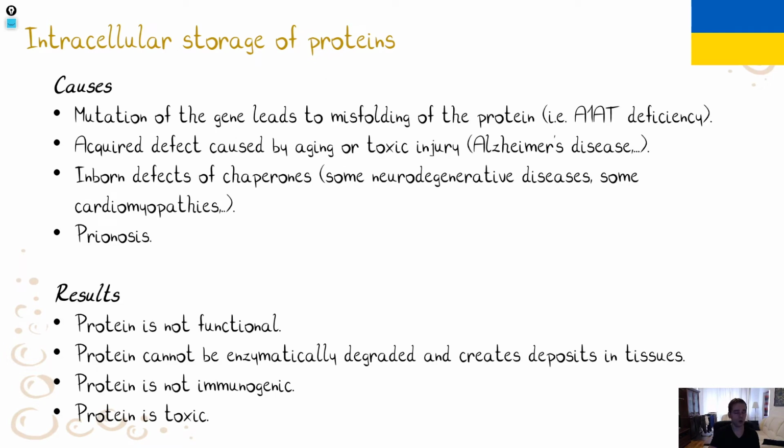And what can cause the pathological conformation of the protein? It can be a congenital disease. It can be a mutation of some gene of the protein that leads to misfolding of the specific protein. A typical example is alpha-1 antitrypsin deficiency. The antitrypsin doesn't work properly because of the pathological conformation, and it starts to store. The defect can also be induced by something acquired, for example simple aging, or toxic injury.